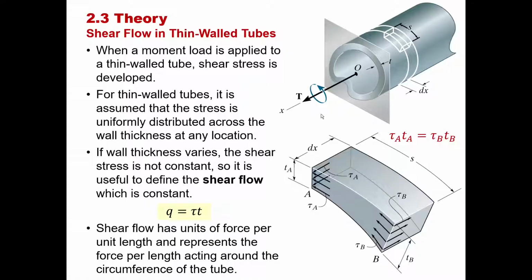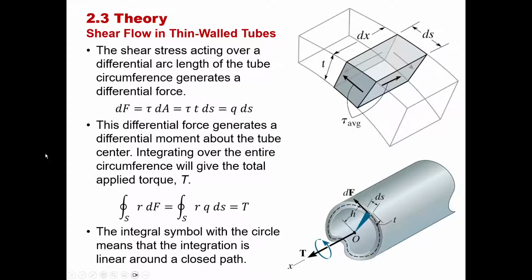So our main assumption is that the shear flow is constant throughout the circumference of the shaft. So the shear flow at A is equal to the shear flow at B. As we can see, because the thickness at B is greater than the thickness at A, the shear stress at B must be less than the shear stress at A. Okay, so now that we have defined what shear flow is, let's take a look at a thin-walled shaft, and let's start doing some derivation in order to get our equation.